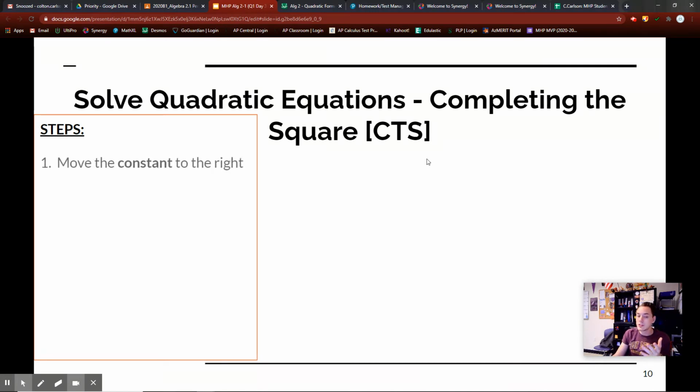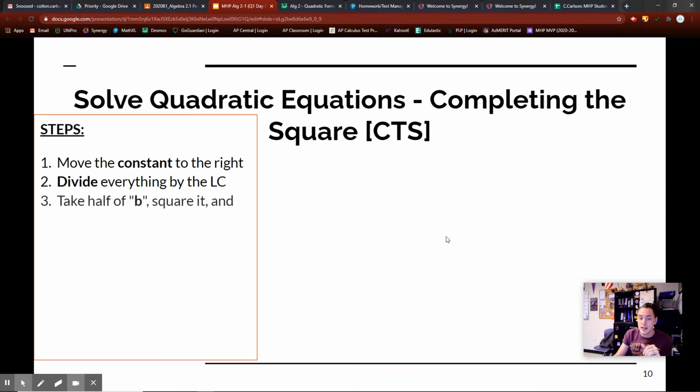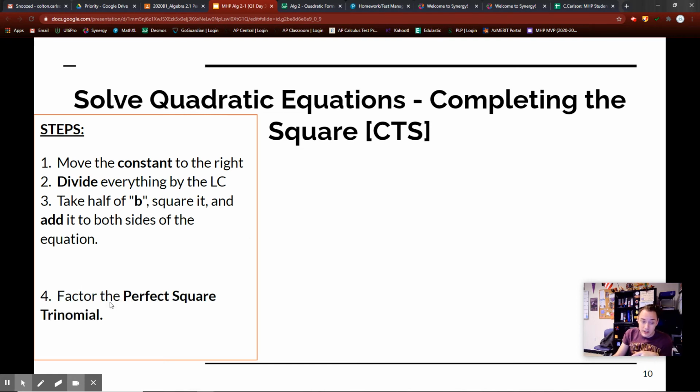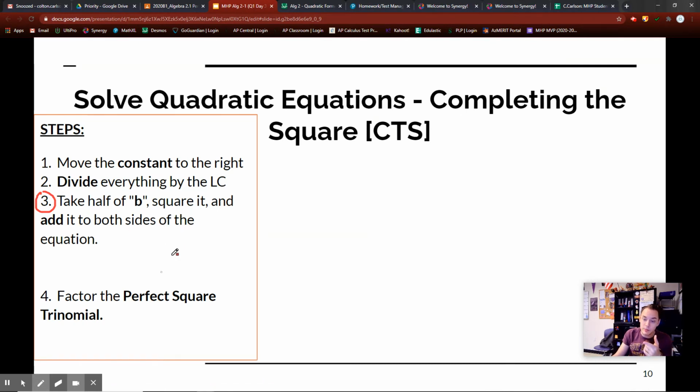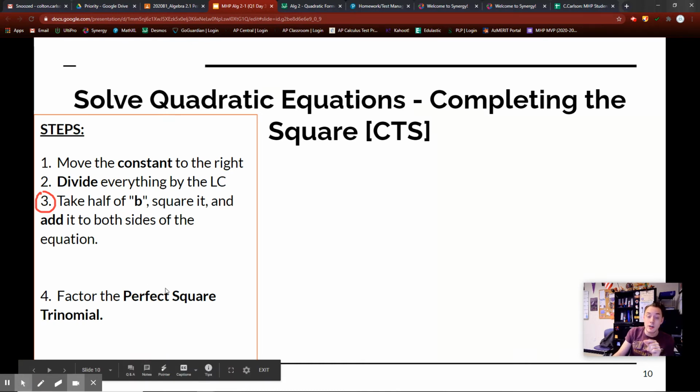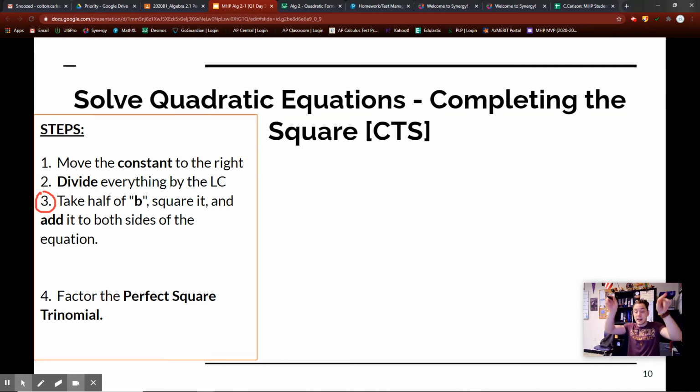Now, the reason why students don't really like completing the square is because it can get very complicated. So I'm going to try to do this to the best of my ability. First things first, I want to move the constant to the right side. Then divide everything by the leading coefficient, take half of b, square it, and then add it to both sides. Leave a couple of spaces here, because this right here is the most important and hardest step, and I'm going to put a little formula there. And then we want to factor the perfect square trinomial, because what we're really doing is creating a perfect square trinomial, creating a square, okay?